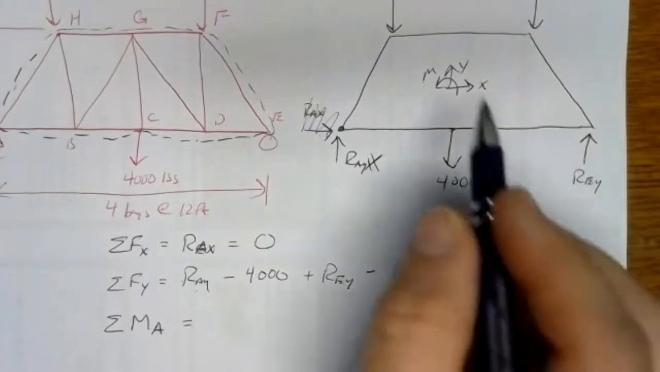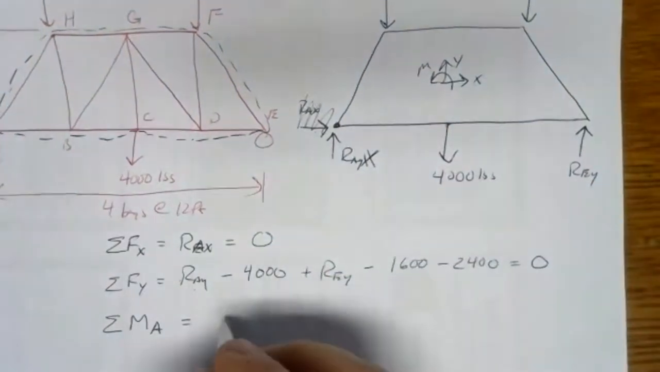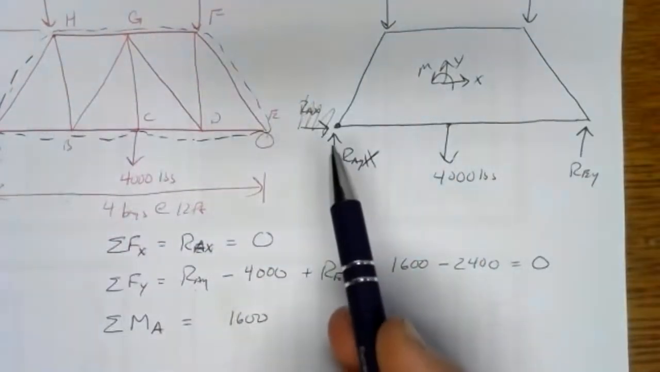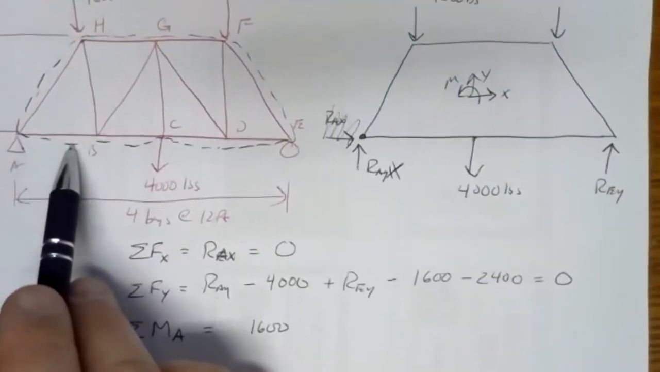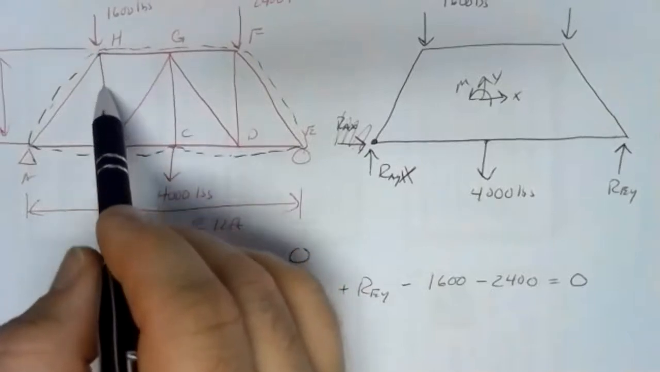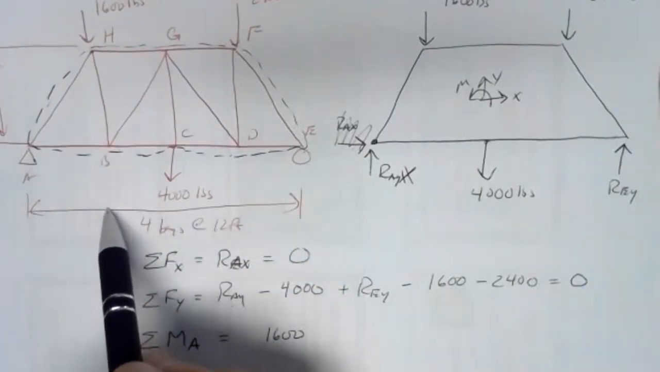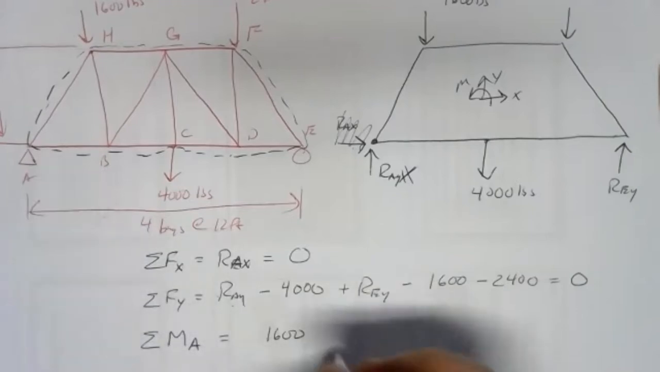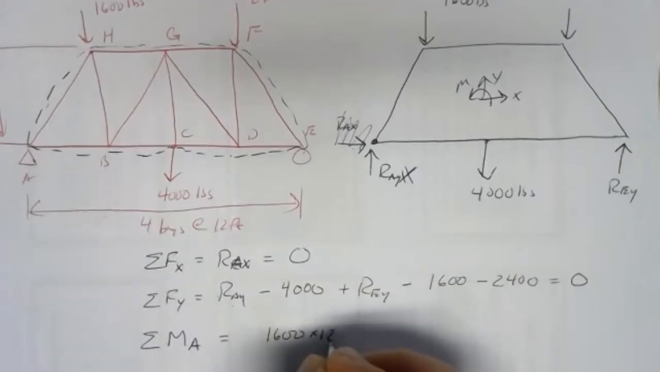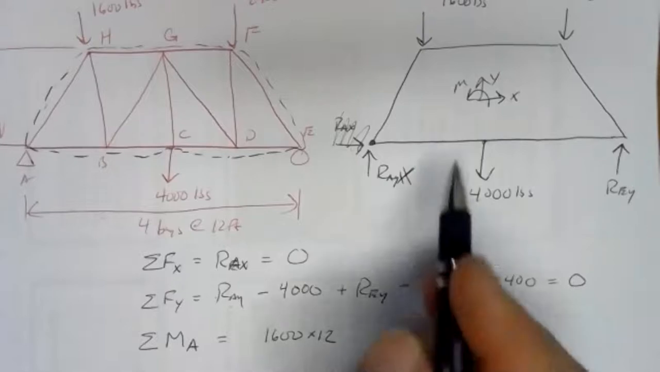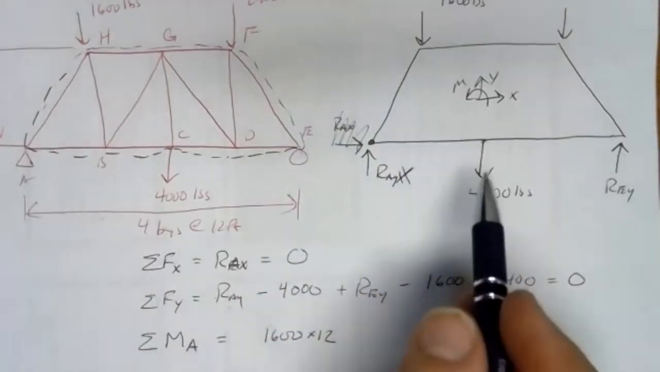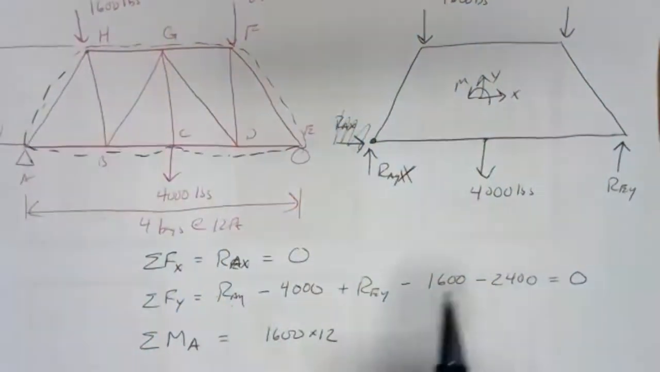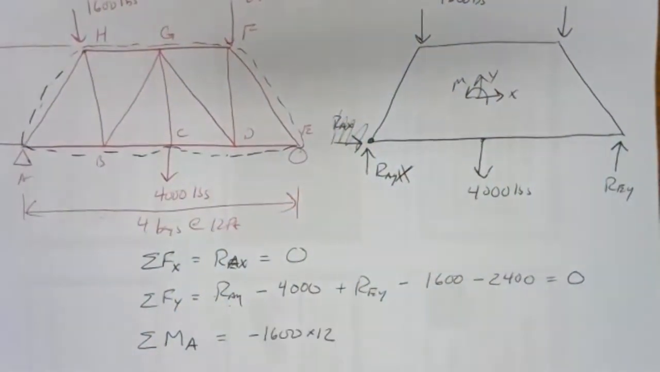So let's go through and work them out. Here we've got 1,600 pounds at a distance of, looks like 12 feet. The line of action of that 1,600 pound force runs right down through B. B is 12 feet from A. So we have 1,600 times 12. And that would be a clockwise moment, since if we pin at A and push down there, we get a clockwise rotation. So that'll be negative.